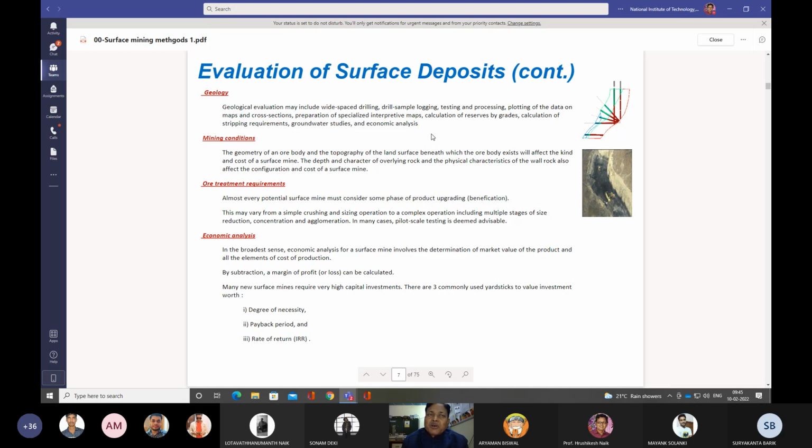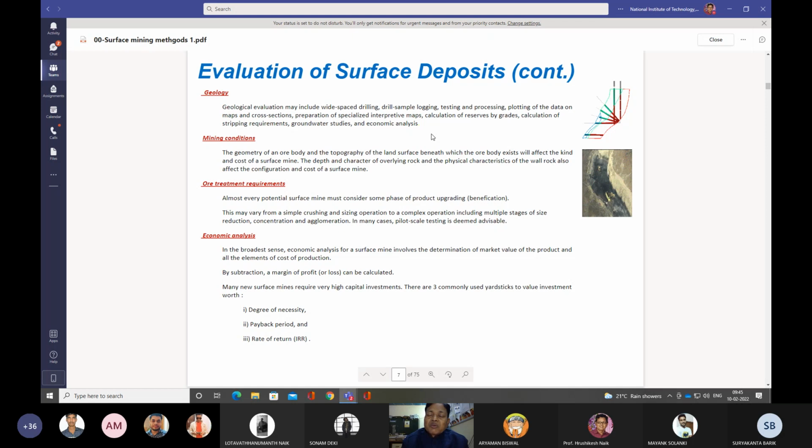And second is payback period. After how many years you are going to get your profit? Initially you have to develop the mineral deposit, you have to make roads, and sometimes it takes 4 years, 5 years. After that only you will get your profits. So that is called your payback period. The payback period should not be very long, because you need profit immediately after mining is started.